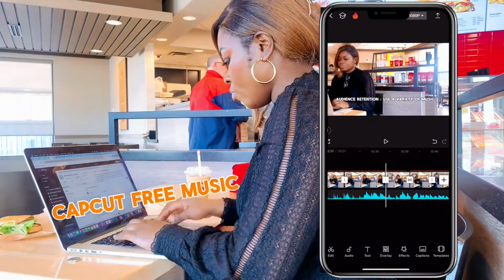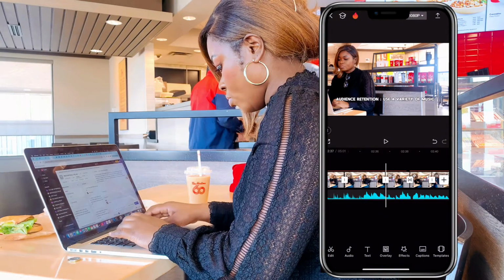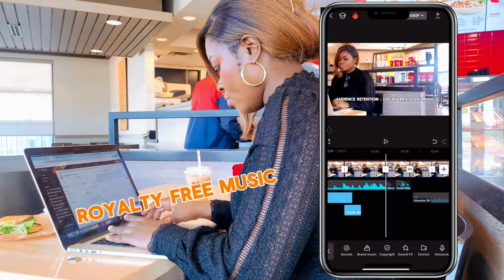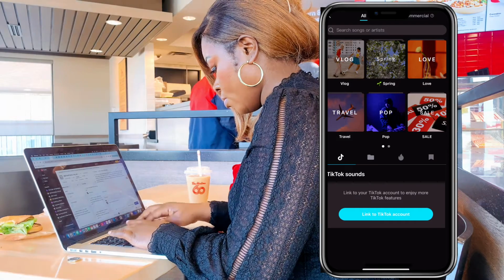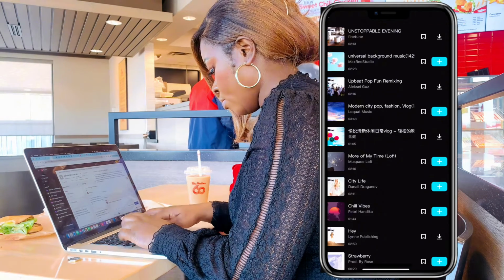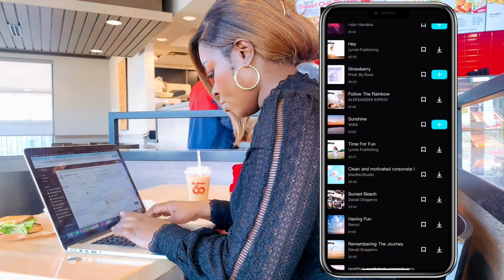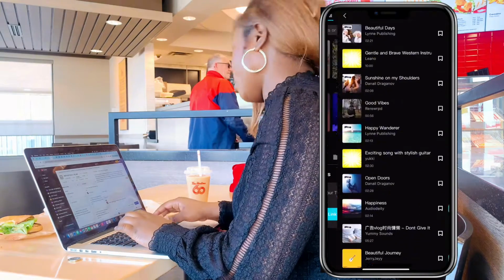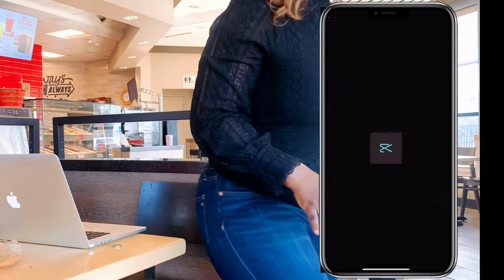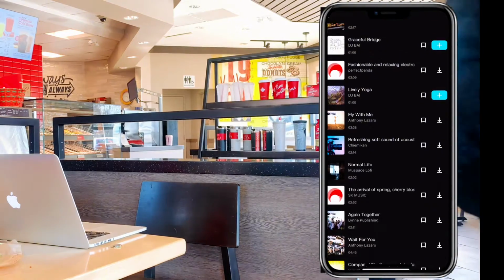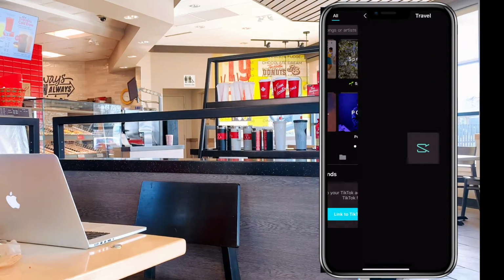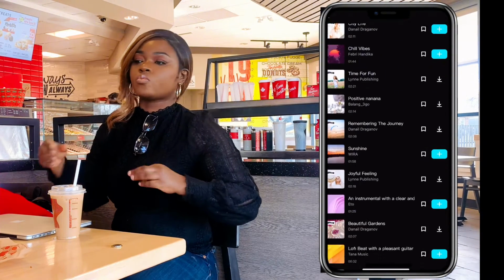When it comes to music, of course, it has to be royalty free or copyright free, which you can find on YouTube for free. However, if you want really amazing music like you hear in some of these vloggers' videos, it costs money. You know, there are websites where you have to spend money for that.